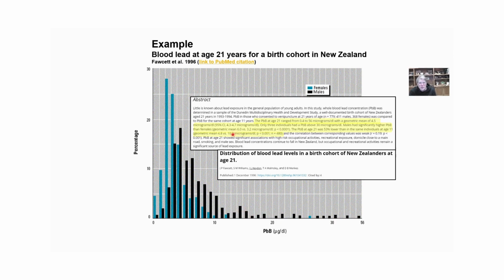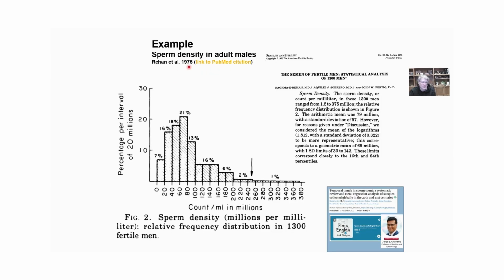I encourage you to read through the abstract here, and you'll see that the authors refer to the geometric means of the distributions when describing them, and they actually talk about conducting hypothesis tests on the geometric means, in other words, the means of the logs. This paper was published in 1975. And you can see again with the sperm count, this is millions of sperm per milliliter of ejaculate, and again, you see that classic right-skewed, approximately log-normal characteristic.